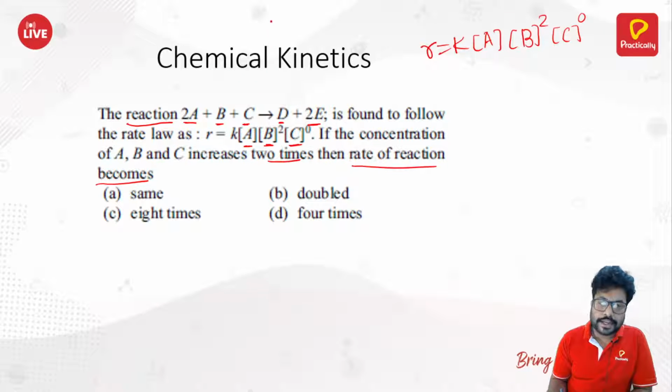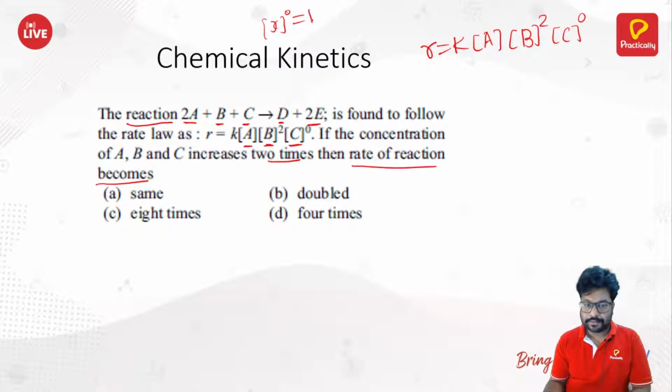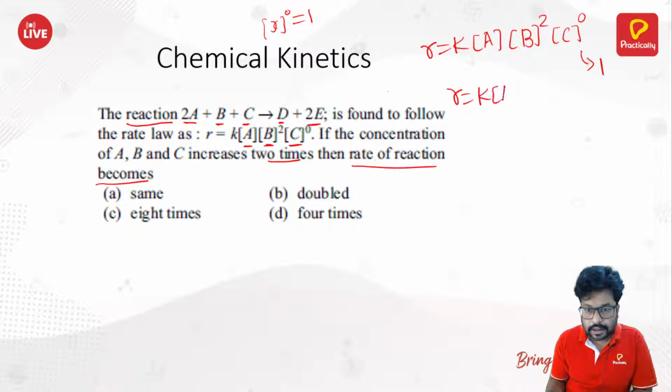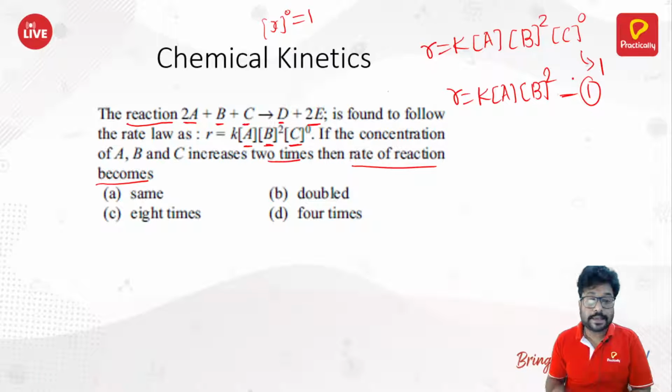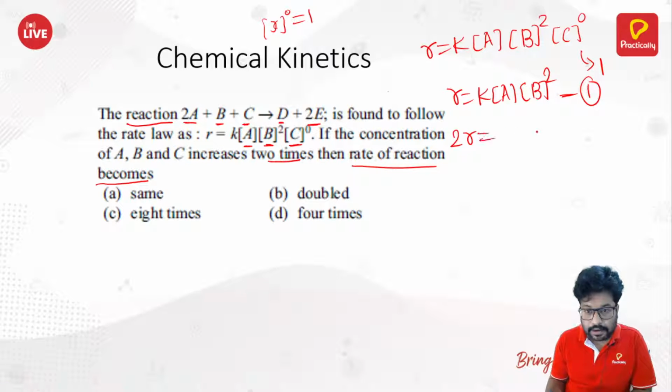Now you know that any species raised to 0 is equal to 1. So C raised to 0 is equal to 1. So C has no concern there basically. So this is our first equation: R is equal to K A B square. That is equation number 1. If the concentration increases by 2 times, that means R should become now 2R.